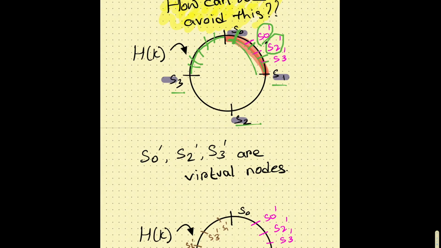So the ones we made up as 0 prime, 2 prime, 3 prime are what we call virtual nodes. They are just a logical representation, not the actual machine, but they act as if they are an actual machine, because when we count clockwise and hit a virtual node, we store the data in the actual machine corresponding to that virtual node. For S0 prime, we store the data in S0. For 2 prime, we store the data in server 2. For 3 prime, we store the data in server 3.